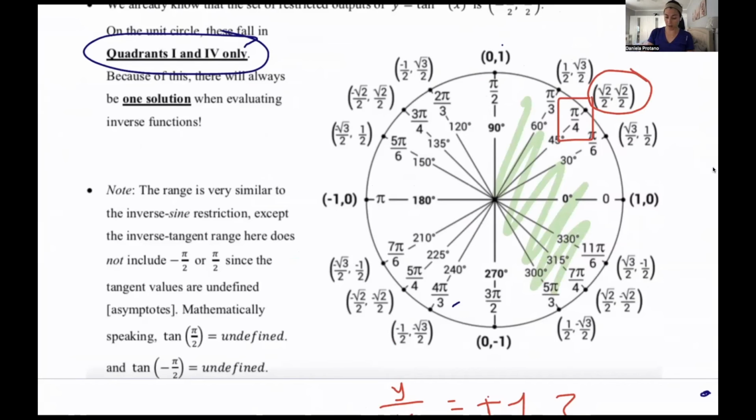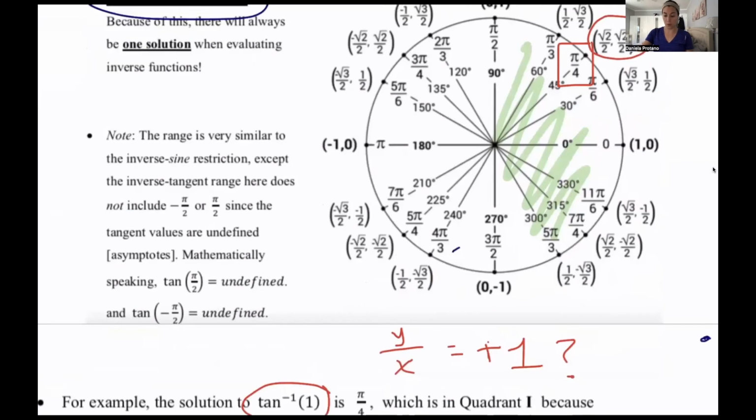Technically speaking, some people might say 5 pi/4, because a negative divided by a negative also gives us a positive. That's why it's important to remember the quadrants. You're only looking at quadrants 1 and 4.